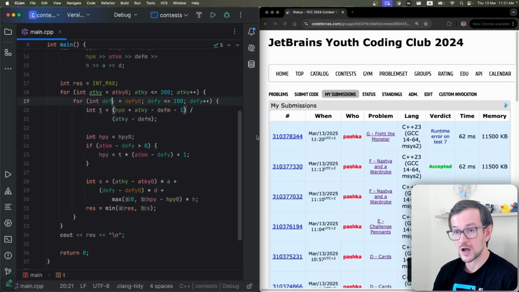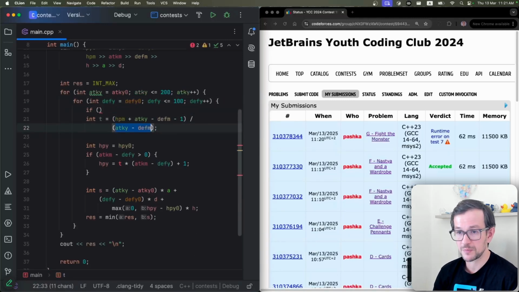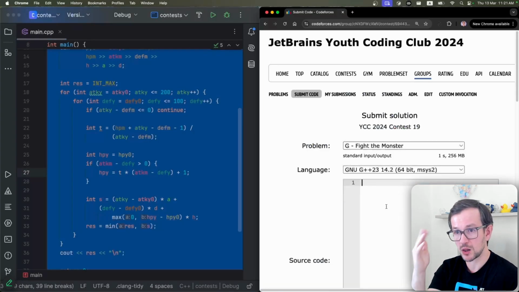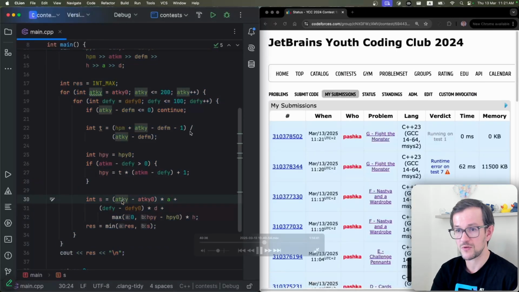And I think, okay, I forgot that it may happen. I actually forgot that I may just not deal enough damage. If my attack points are low, I just don't deal any damage. If I don't deal any damage, that's not a good case, so I just need to skip it. That's my mistake. Everything else surprisingly worked from the first try. That's it. That's problem G.